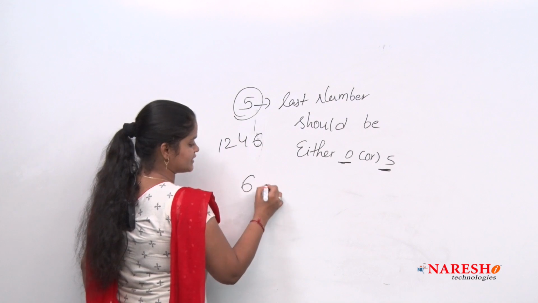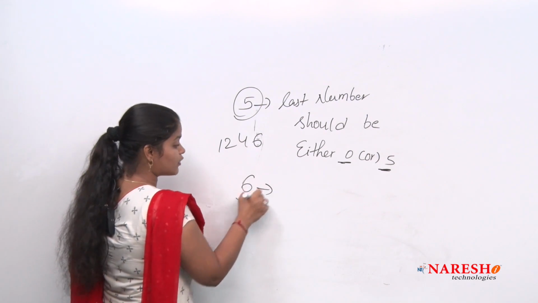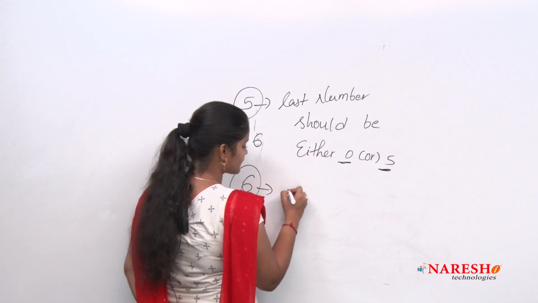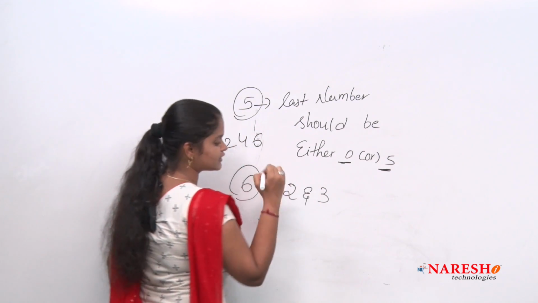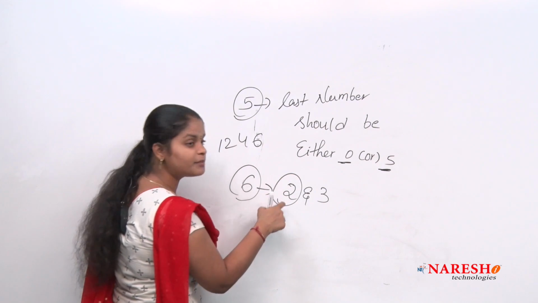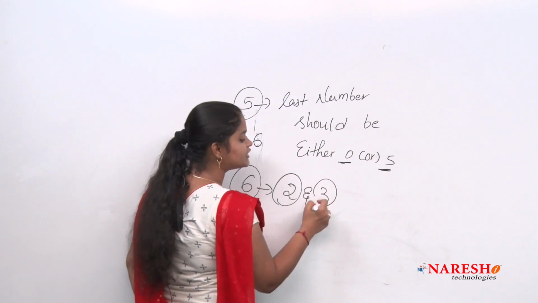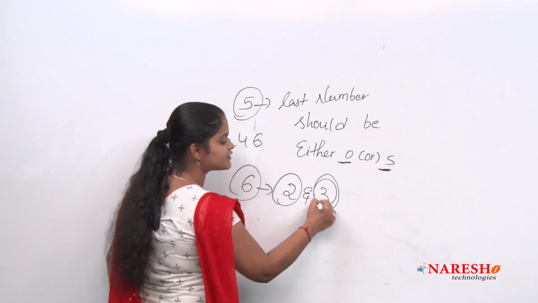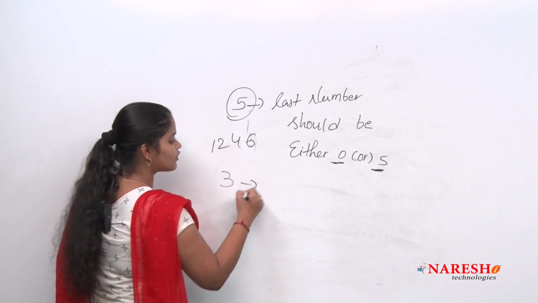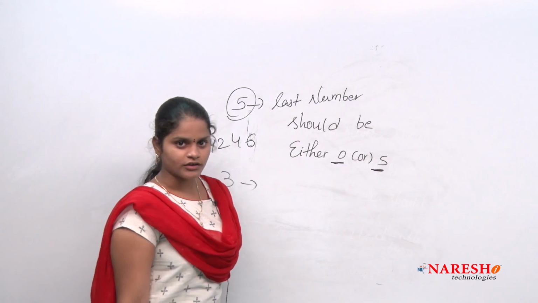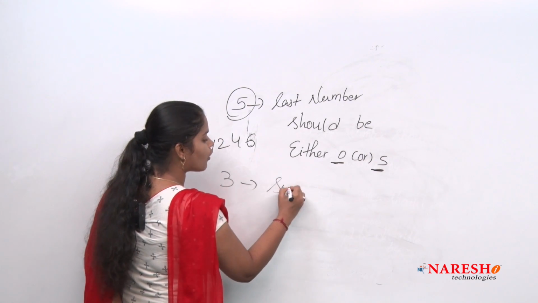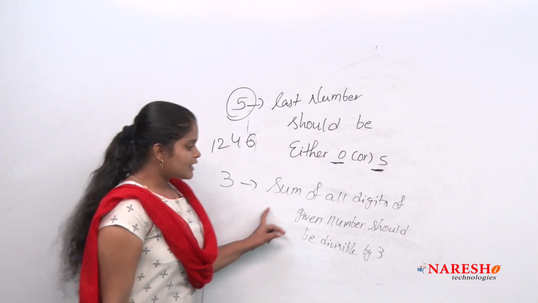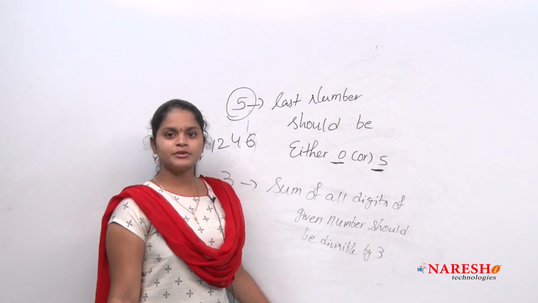If I want to check whether a number is divisible by 6, then I should check for 2 and 3. If the number is divisible by both 2 and 3, then only the number will be divisible by 6. Before going to 6, let's see the divisibility rule for 3. If I want to check whether the number is divisible by 3 or not, the sum of all digits of the given number should be divisible by 3.